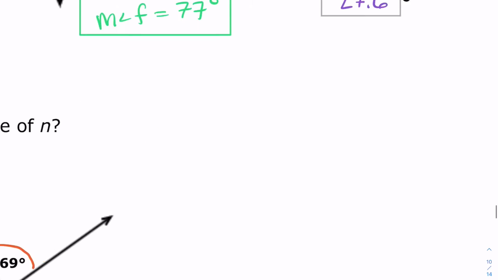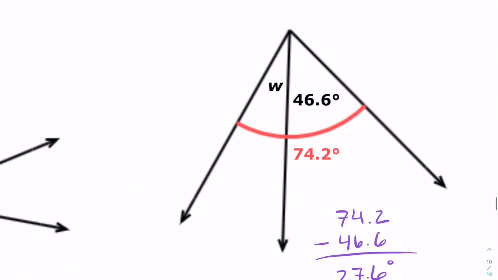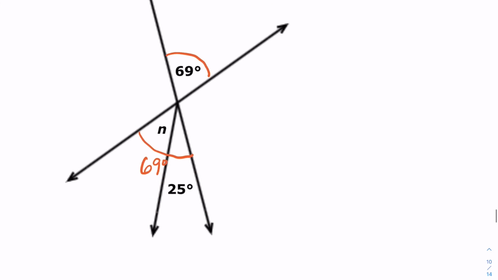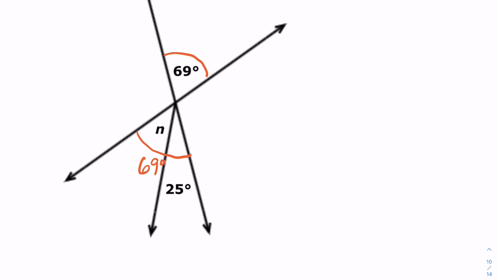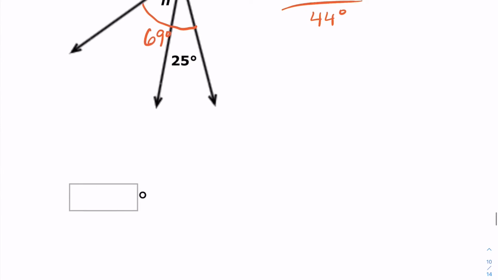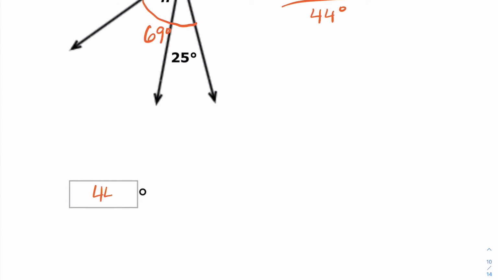So just like I did above, I had two angles and I took one away to find the other one. So here I'm going to have 69 degrees, take away 25. That's going to be equal, hold on one sec. 69 degrees minus 25 is 44 degrees. So the answer here is 44 degrees.